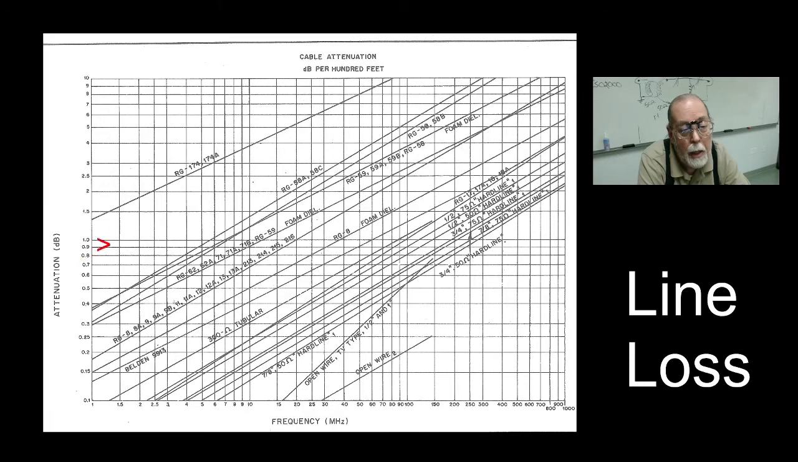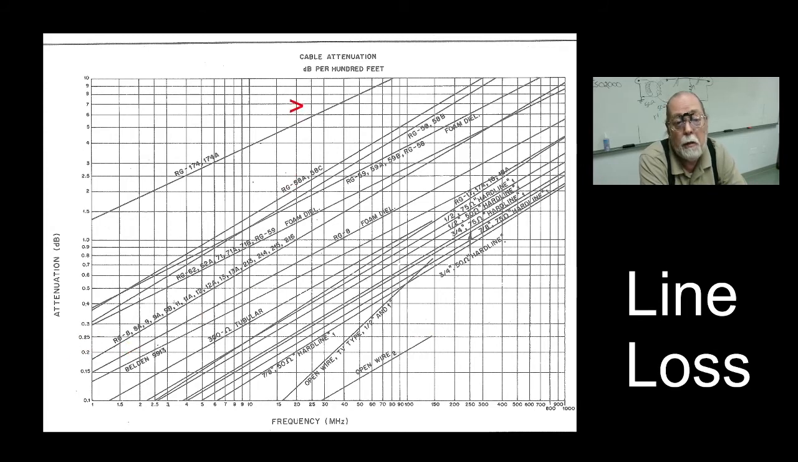And keep in mind, any loss less than 1 decibel cannot be heard. It's insignificant. 1 decibel is the minimum amount that a typical person can determine. You change your transmitter power by 1 decibel, the other person probably won't notice it. Notice that with open wire line, if you go all the way up even to 150 megahertz, open wire line has a loss of 0.25 decibel.